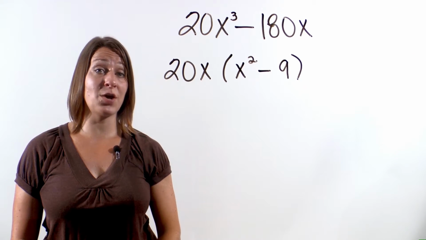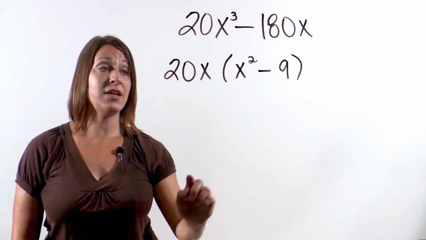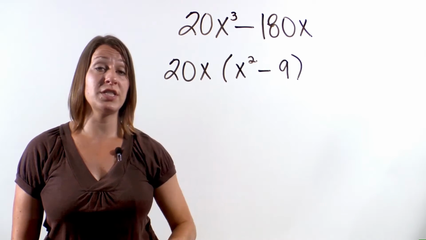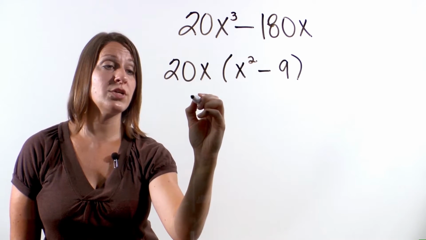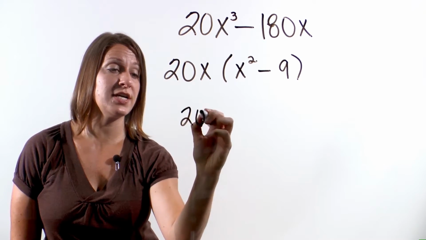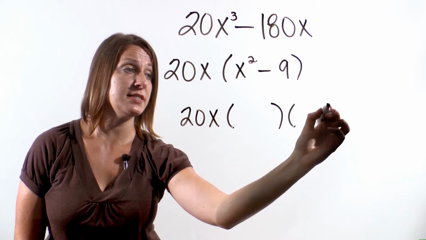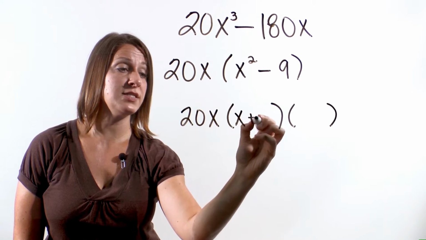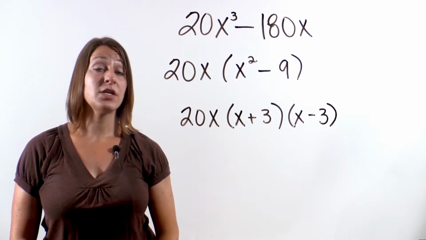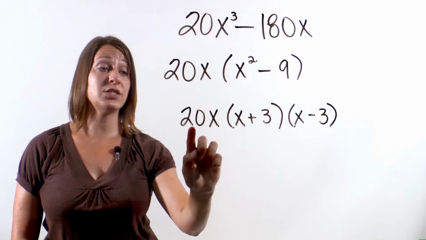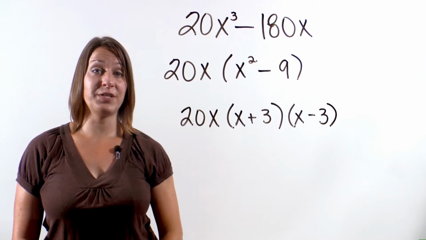Again, you may be tempted to stop right here, but we need to factor this problem completely. And if you notice, this binomial in the parentheses is a difference of squares. We're going to bring the 20x down as our answer, and we're going to factor the difference of squares into two parentheses, x plus 3 and x minus 3. So our final answer to this problem is 20x times x plus 3 times x minus 3.